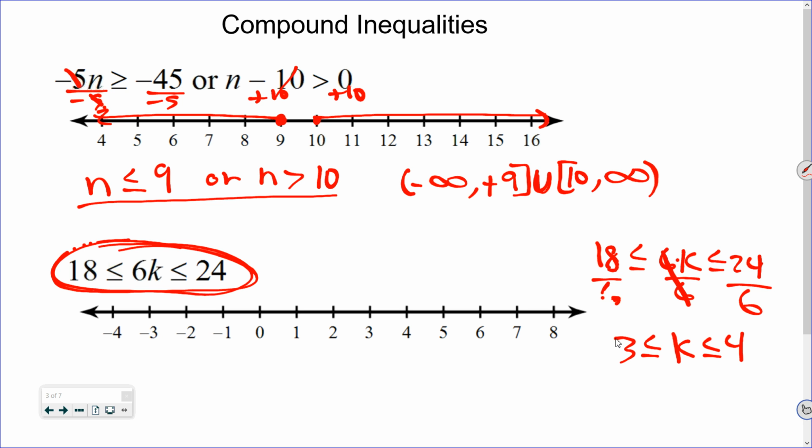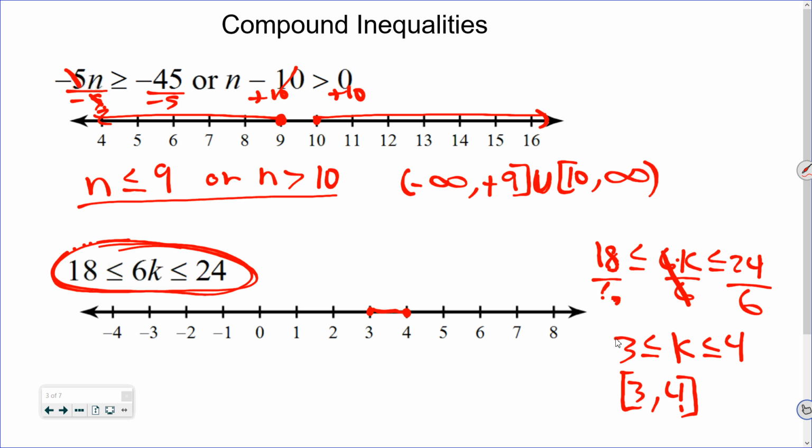So what that means is k has to be greater than 3, but it has to be less than 4, and they both have an equal sign. So we do a closed dot, and it's everywhere in between. The way you'd write that with interval notation is like this: bracket, 3, comma, 4, bracket. That's what the answer would look like.